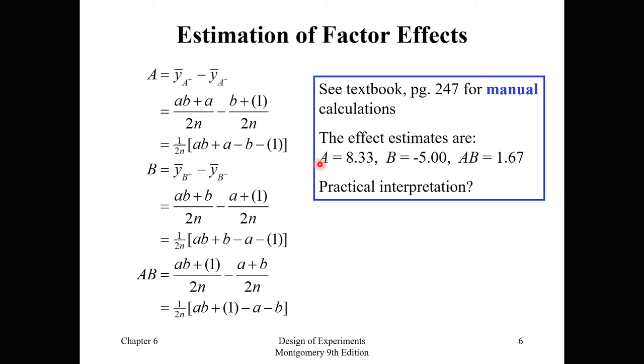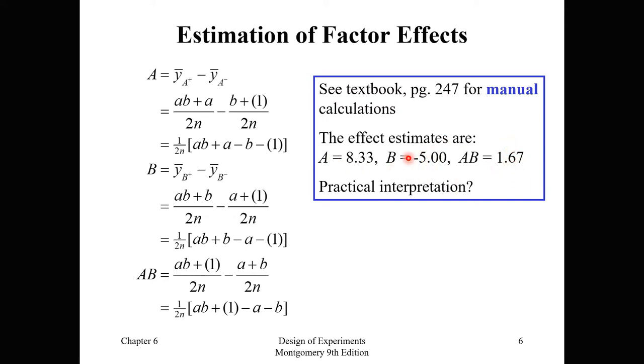So the difference between high and low in A is 8.33. The difference between high and low in B is -5. And then the AB interaction effect is 1.67. So practical interpretation, we see AB is smaller than the main effects of A and B. So the interaction term, it's not necessarily 0, but it seems to be relatively small.